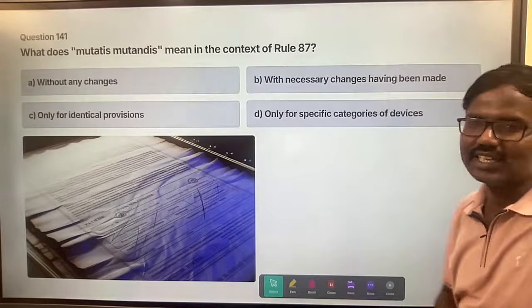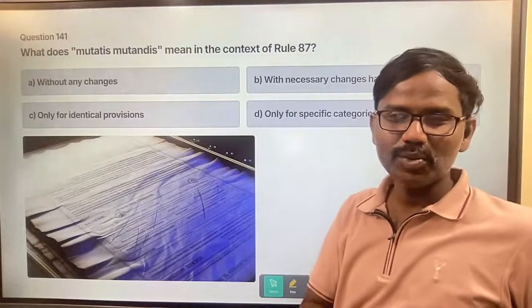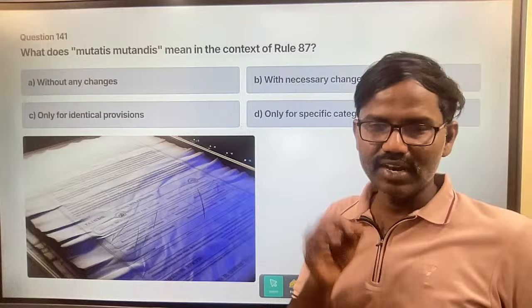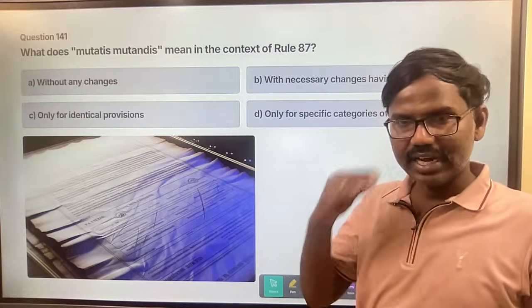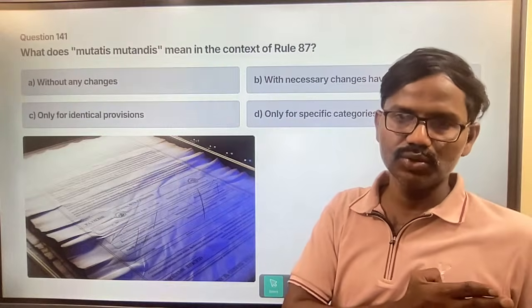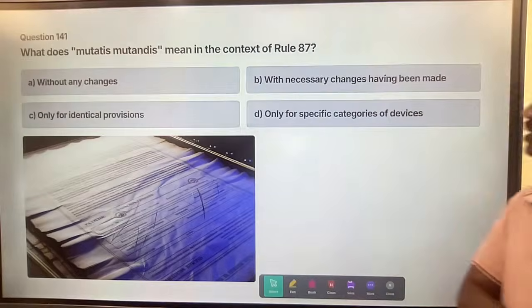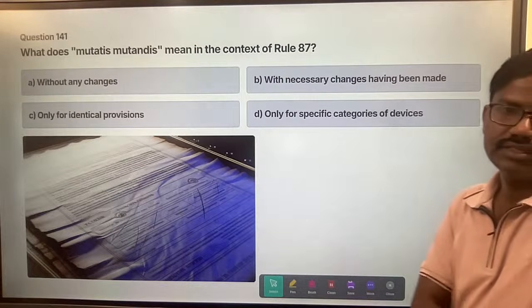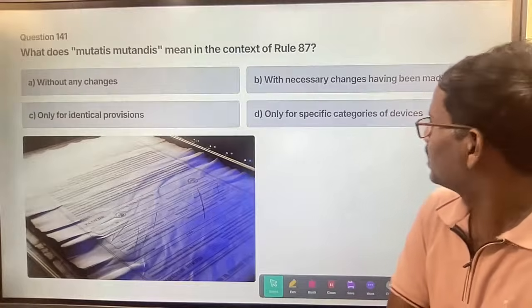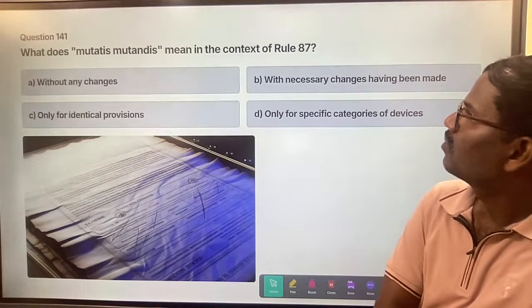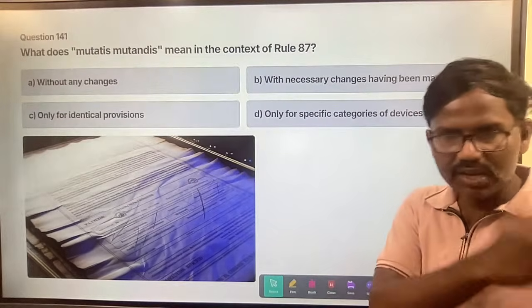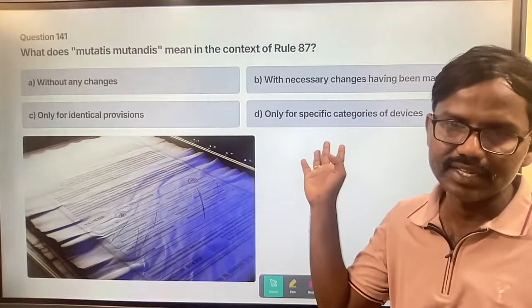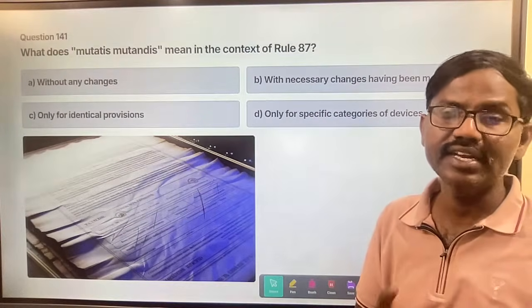In the context of Rule 87, we have discussed this mutatis mutandis much. Okay, very, very important. And this connects the D&C Act and medical device rules. Okay, so without any changes, with the necessary changes, only for identical provisions, only for specific categories of devices. Okay, somebody answered D. If you go through my previous videos, you will answer this question very easily. Okay, no D. Why D?